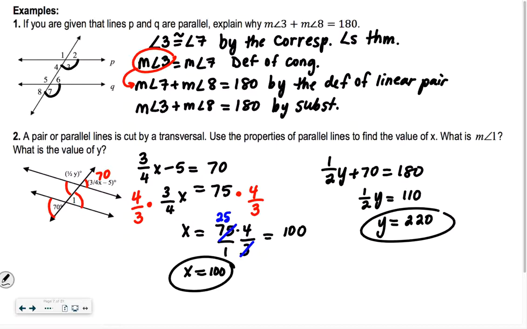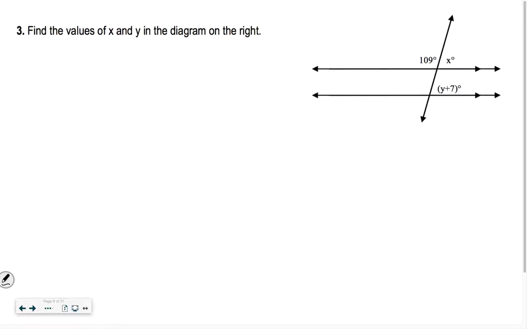So then the last question says, well, what's the measure of angle 1? It's not 1 degree. Otherwise, it'd have a little degree mark. What should it be? 70. It's marked with the same markings that the other ones were, right? So it should be 70. And that time we put a degree for that one. Okay, makes sense? All right, so find the values of x and y in the diagram.